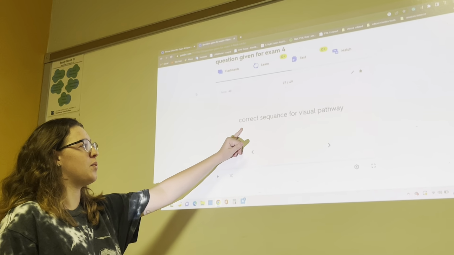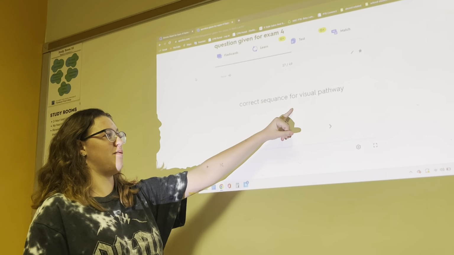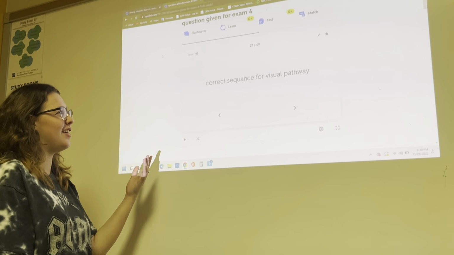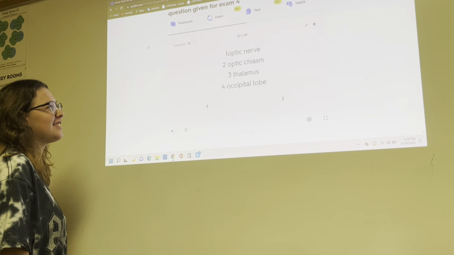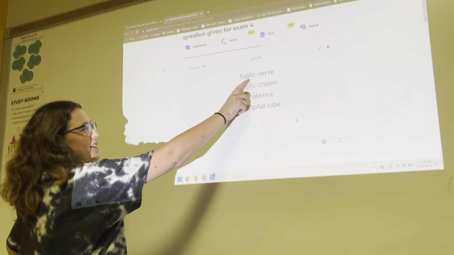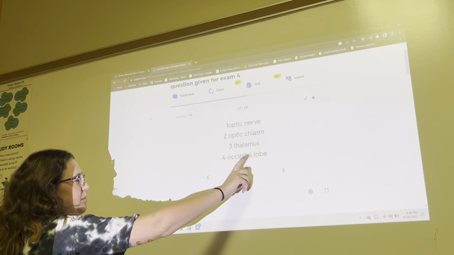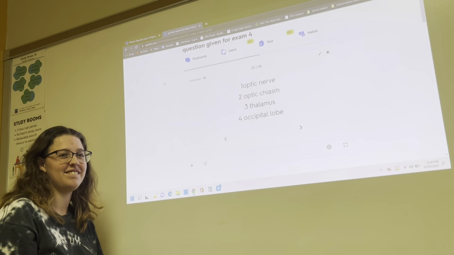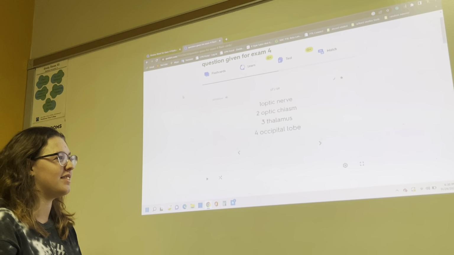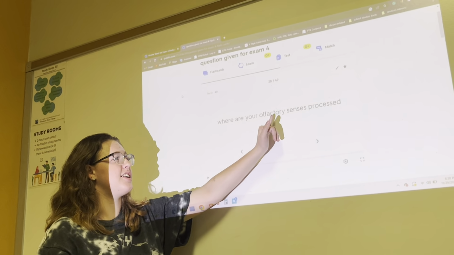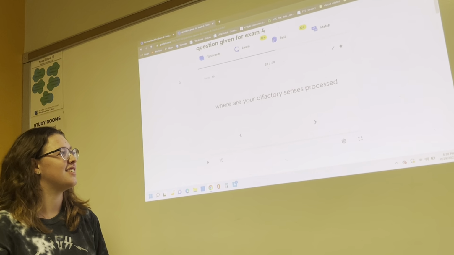Alright, what's the correct sequence for visual pathways? Sequence. So it's going to be the optic nerve, the optic chiasm, the thalamus, and then the occipital lobe. This is honestly helping me remember.